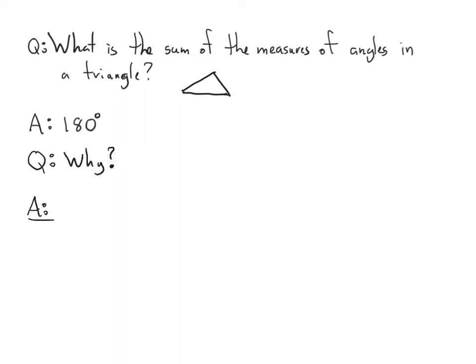So let's draw a triangle here. Here's my triangle. That'll do. It can be any old triangle that we like. And I'm going to label this A, B, and C. So we have angle A, angle B, and angle C.